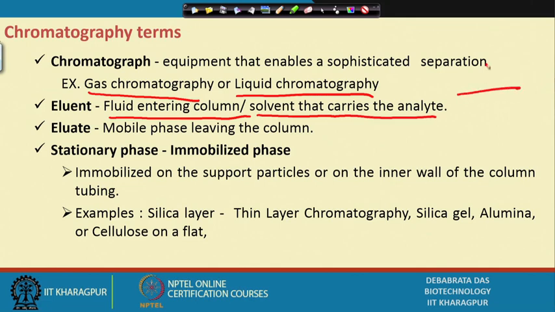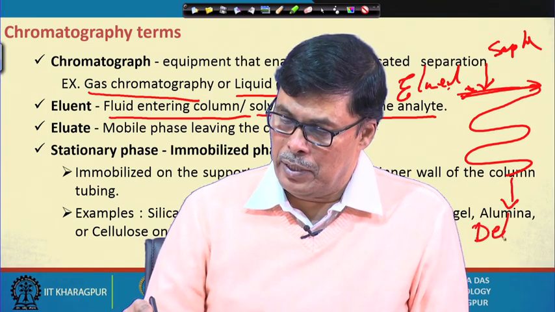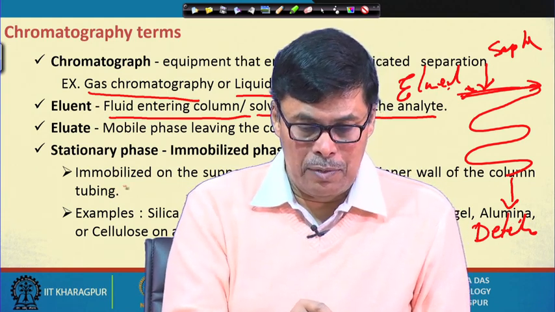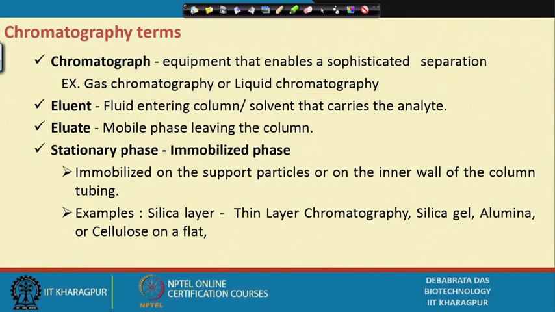Suppose you inject the sample, and this is the eluent, so that takes the sample to the column. This is the column where the separation takes place, and then we have the detector where the detection of the molecules takes place. The stationary phase is the immobilized support material on the inner wall of the column or tubing. Examples are the silica layer, thin layer chromatography, silica gel, alumina and cellulose on a flat surface. These are the different types of material used in chromatography.